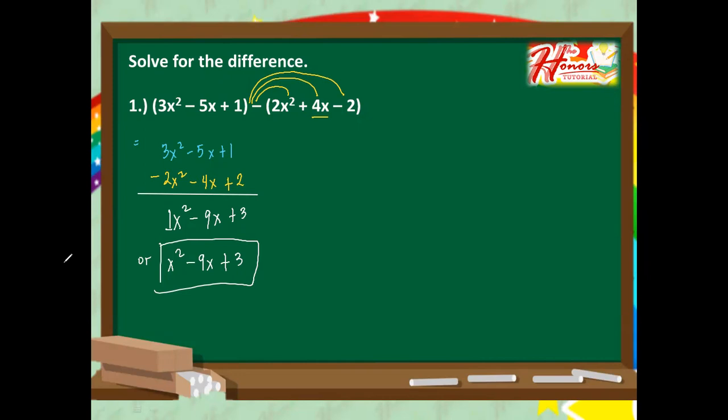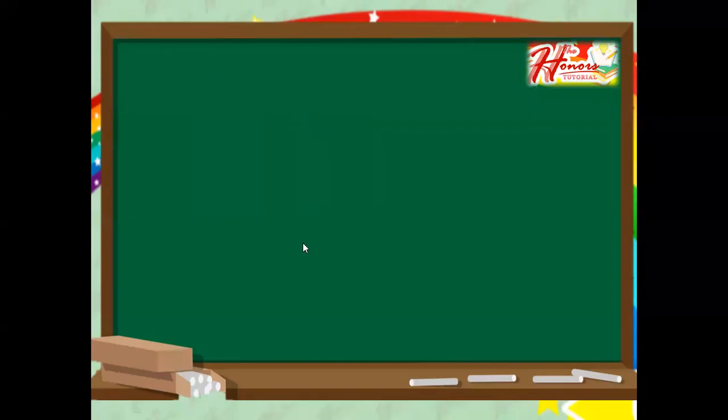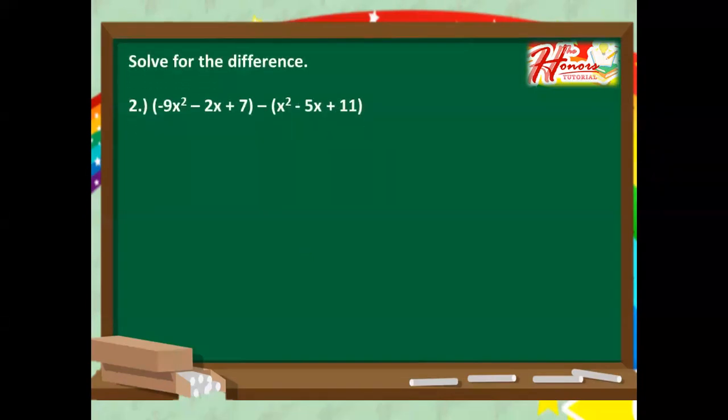Next, let's have another. Number 2. We have here negative 9x squared minus 2x plus 7 minus the quantity of x squared minus 5x plus 11. Same process. Copy the first given. So that is negative 9x squared minus 2x plus 7. And then please don't forget to change the sign of the second given.